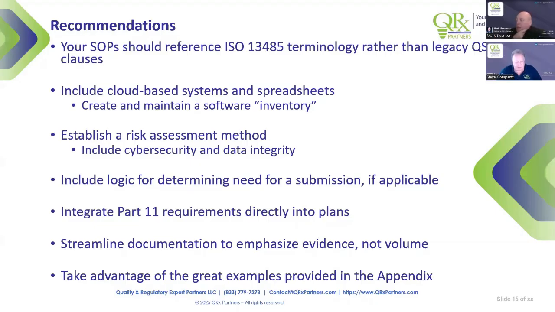There are a bunch of examples. Appendix A is the only appendix in there, and it provides all kinds of really good examples of different types of systems and how to evaluate them, and then what type of validation level would be required. So take advantage of the fact that they're giving you really good examples that are pretty relevant to the types of software you're likely to be using.